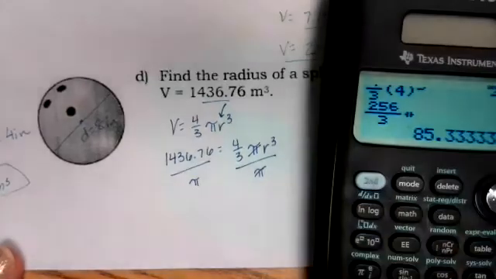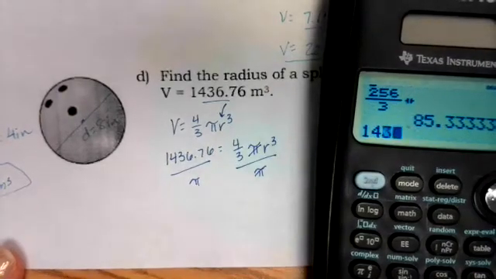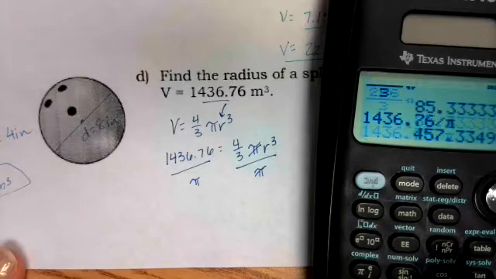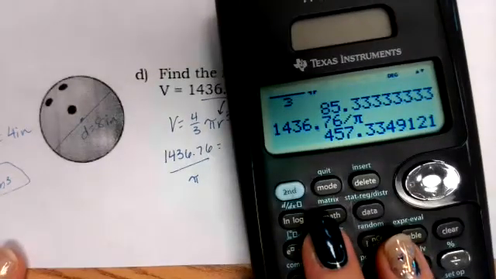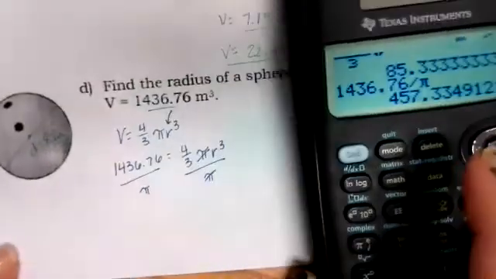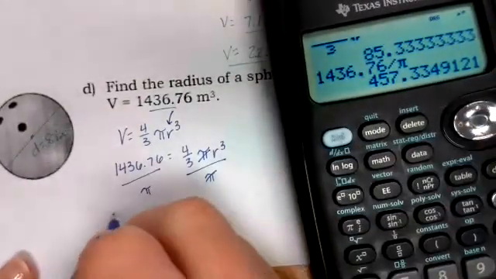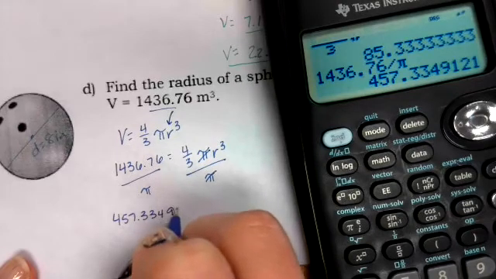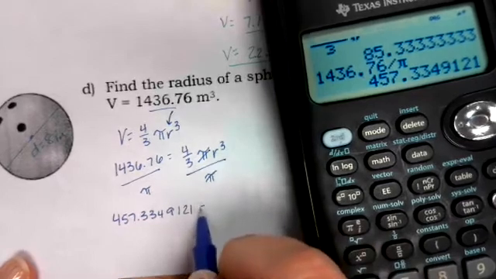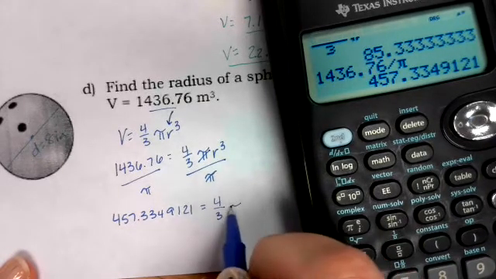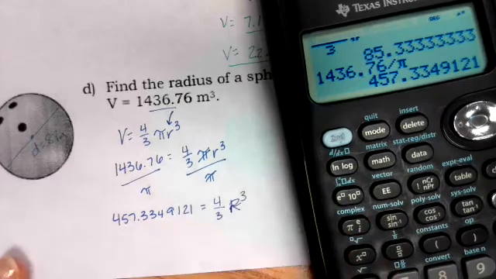But in my calculator, I'm going to do 1436.76 divided by, and I'm going to use the pi button. And I'm going to write all these decimals down. I don't want to round until the very end of my problem. So I'm going to write down all these decimals. So this is 457.3349121. And this equals 4/3, no pi, just r cubed.